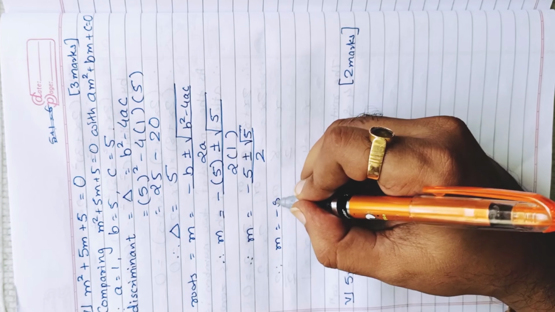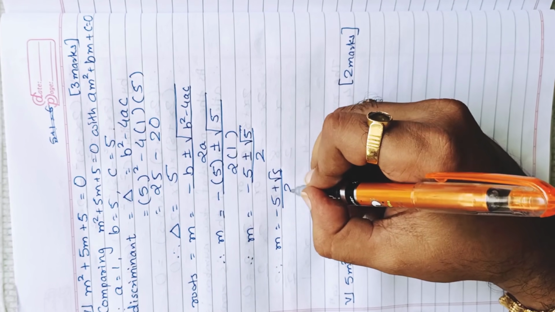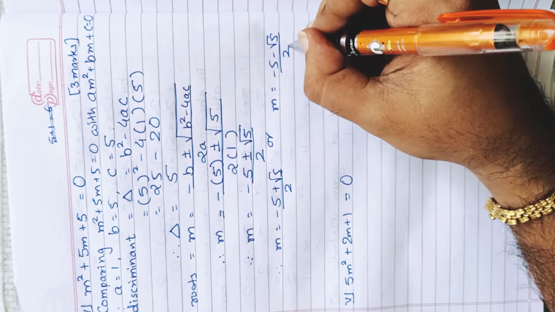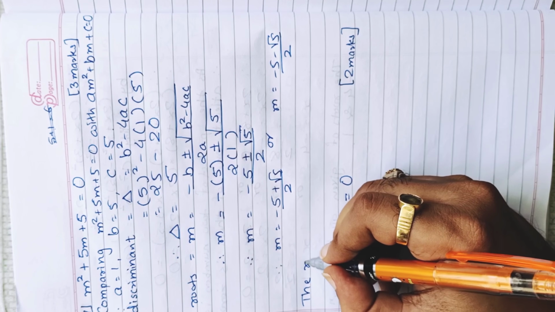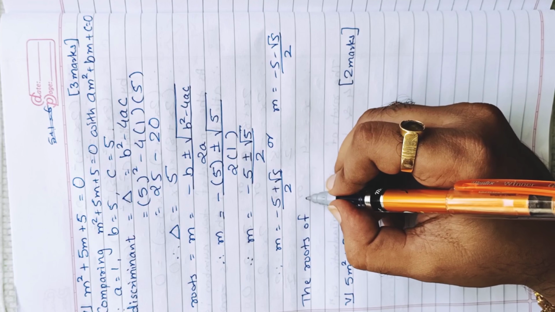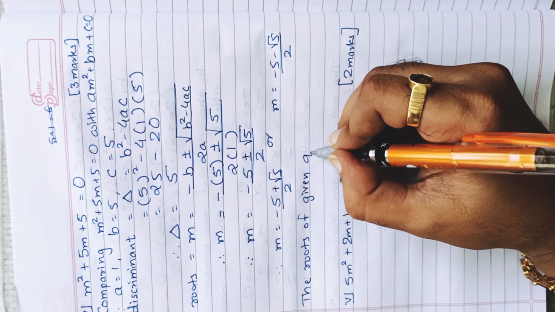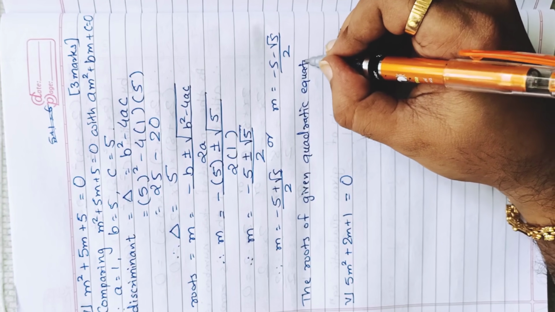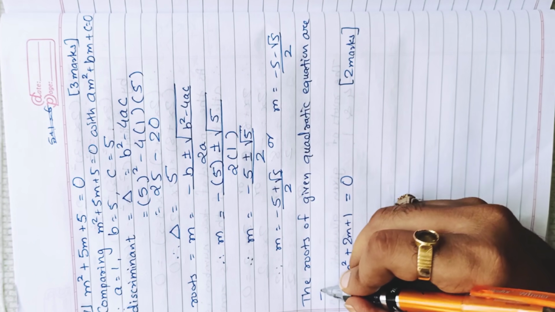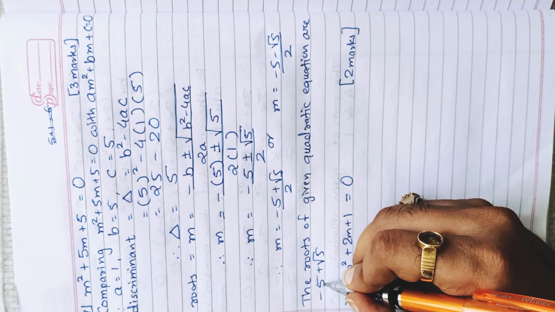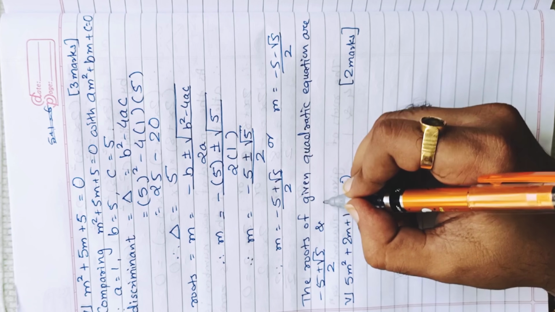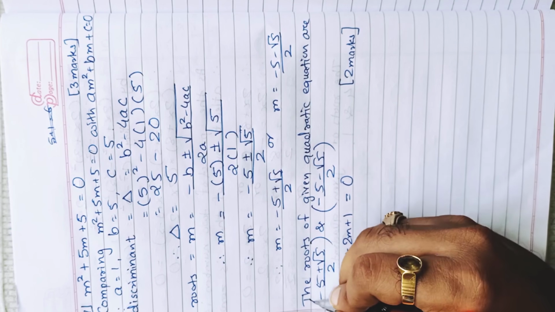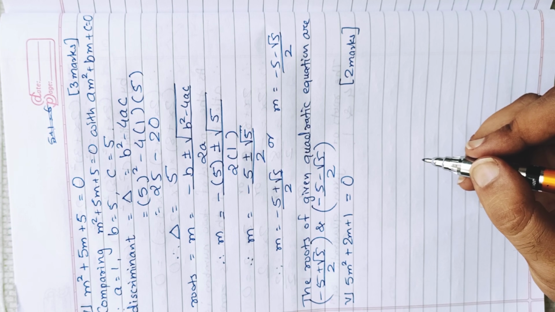Therefore m equals minus 5 plus root 5 upon 2, or m equals minus 5 minus root 5 upon 2. Therefore the roots of the given quadratic equation are minus 5 plus root 5 upon 2 and minus 5 minus root 5 upon 2. We should put brackets back because it is a fraction. So this is the fourth sum.